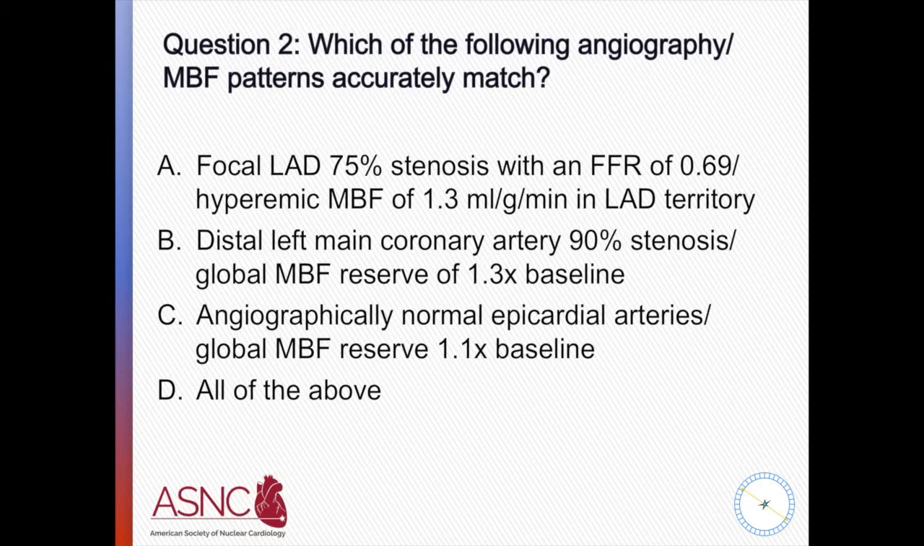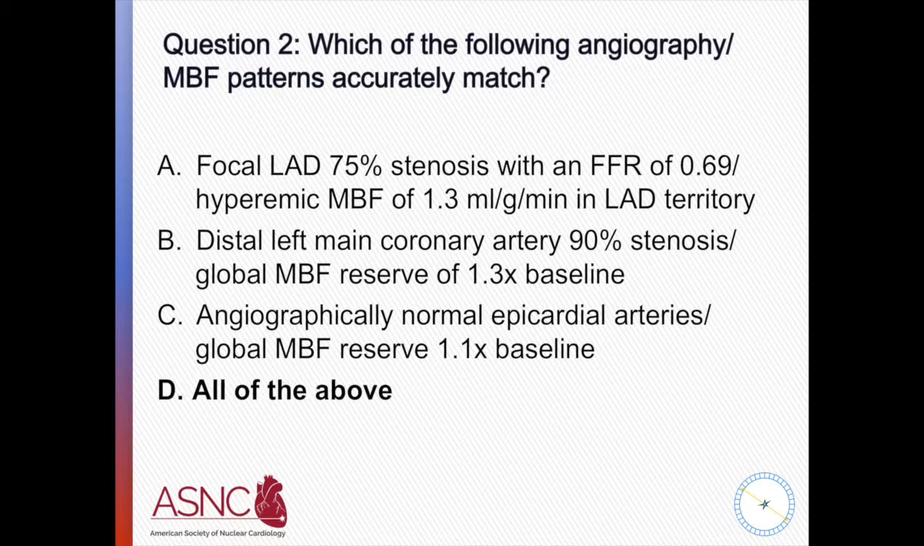So question number 2, which of the following angiography myocardial blood flow patterns accurately match? So matching angiography and MBF patterns. A, a focal LAD stenosis of 75% with an FFR of 0.69 and a hyperemic myocardial blood flow of 1.3 ml per gram per minute. B, a distal left main coronary artery stenosis of 90% with a global myocardial blood flow reserve of 1.3 times baseline. C, angiographically normal epicardial coronary arteries with a global MBF reserve of 1.1 baseline.